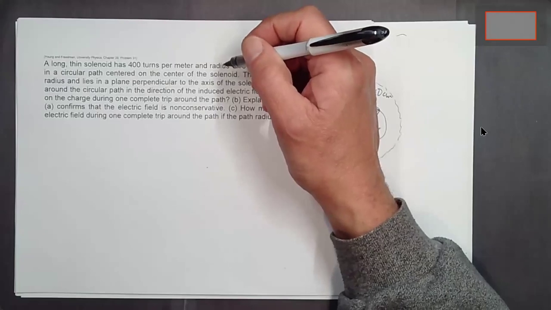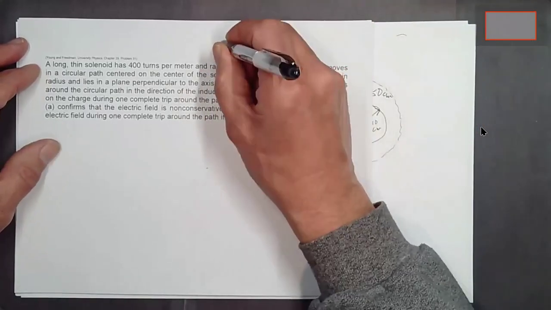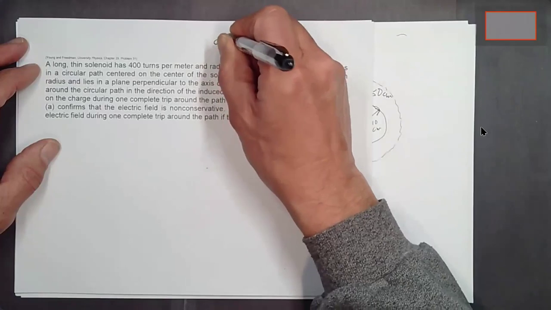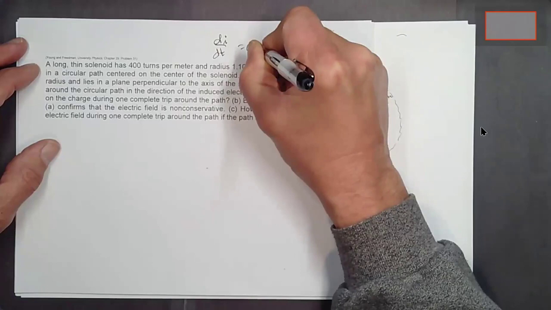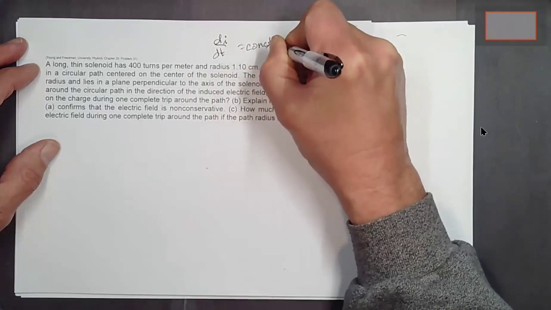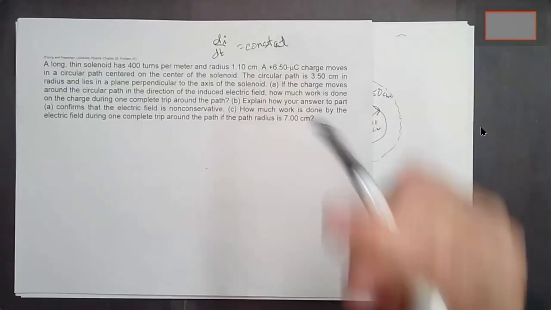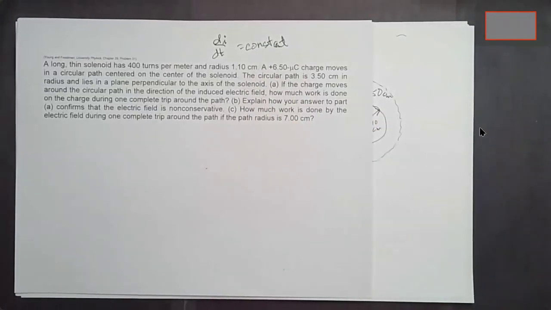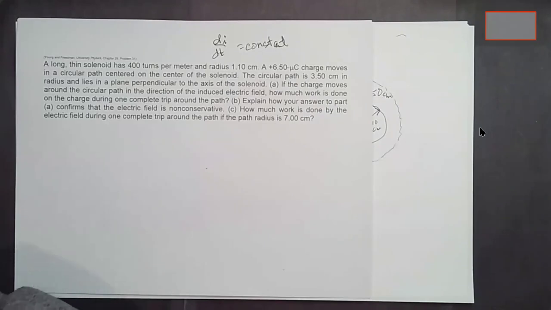The current in the solenoid is increasing at a uniform rate, di dt, that's equal to a constant, and the current in the solenoid is increasing at that rate. Okay, otherwise, if it was a constant magnetic field, there would be no induced electric field. So you had to have that.